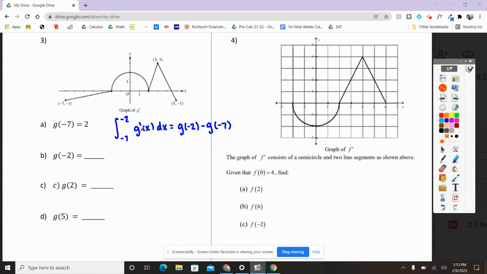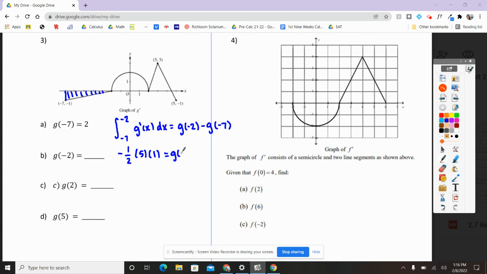So to find this definite integral from negative 7 to negative 2, I know it's going to be the area of this triangle, because that is from -7 to -2 for your x values. So the area of that triangle is going to be 1/2. The base is 1, 2, 3, 4, 5. And the height is going to be a 1. But since this is below the x-axis, we know it has to be a negative area.